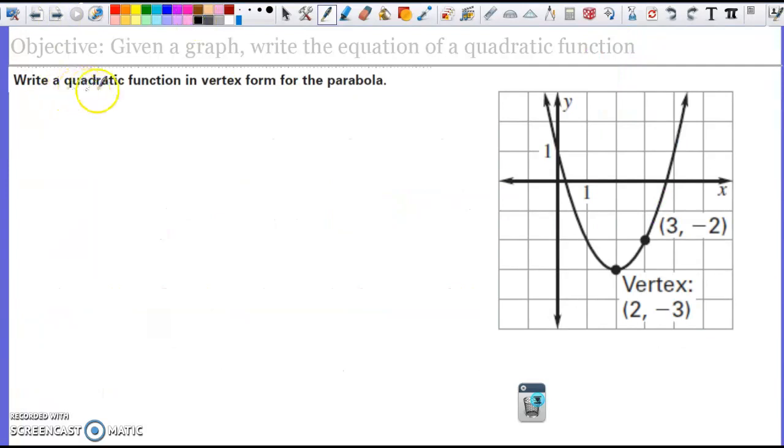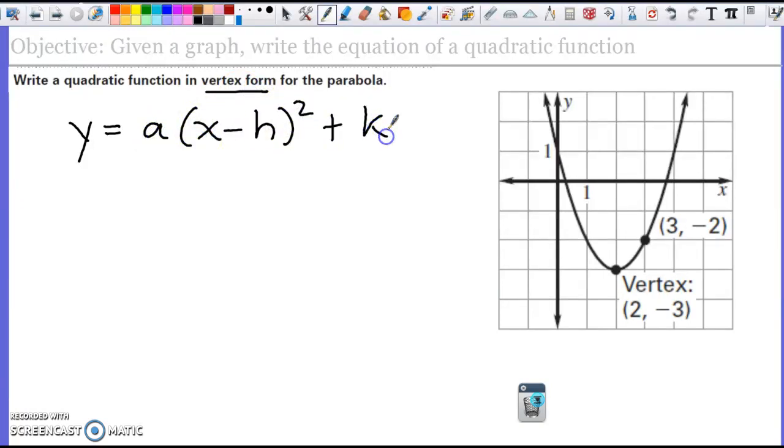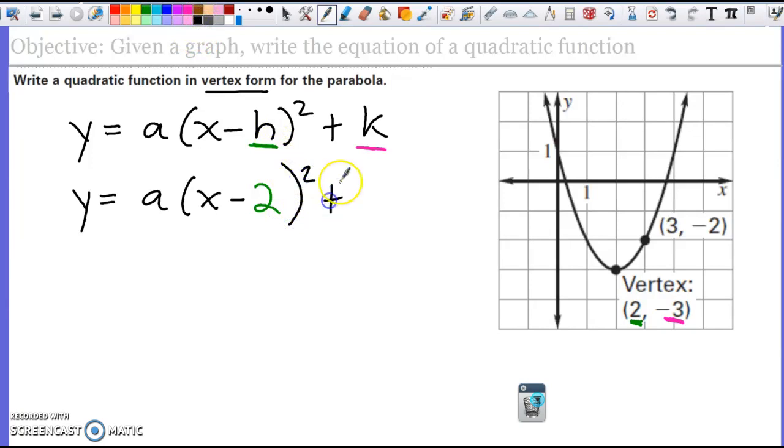So for example, write a quadratic function in vertex form for the parabola. So quadratic function in vertex form is a times x minus h squared plus k. Now, the h and k value come from the coordinates of the vertex. What are the coordinates of the vertex? 2, negative 3. I love doing these graphs because they're so easy. All I have to do is plug in the h and the k value. x minus, what's the h value? It's positive 2, so I'm going to put a positive 2 at the place of h. And then what's k? What's the y value of the vertex? Negative 3. So I'm going to put a plus negative 3 on the end.